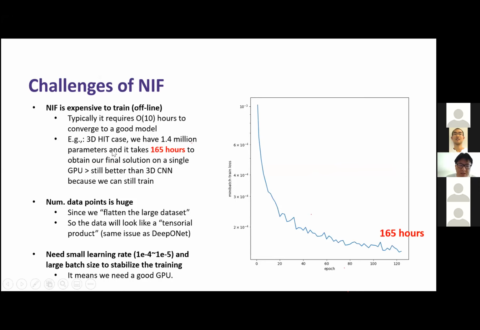For example, for the 3D homogeneous isotropic turbulence case, it was 20 snapshots at 128 cubic resolution, and it takes me more than 165 hours using, I think, a 48 gigabyte NVIDIA GPU to get our final solution. But this is obviously still better than CNN, because CNN won't be able to train on that GPU card. So it's kind of problematic right now, but it's offline.